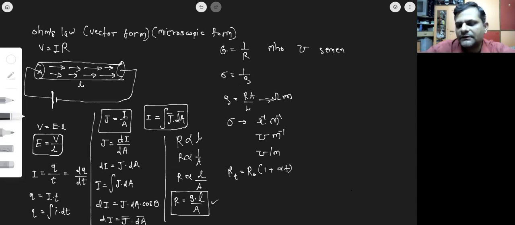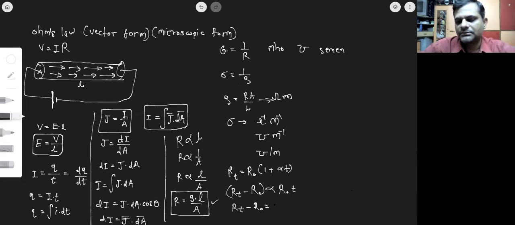The reason behind it is that the change in resistance RT minus R naught here is observed to be proportional to the original resistance at 0 degree Celsius as well as change in temperature also. And that's why we can just get this change in resistance to be proportional to the product of original resistance at 0 degree Celsius and temperature change here. And hence we can just introduce a constant of proportionality here, which is denoted by alpha, which is actually called as the temperature coefficient of resistance.